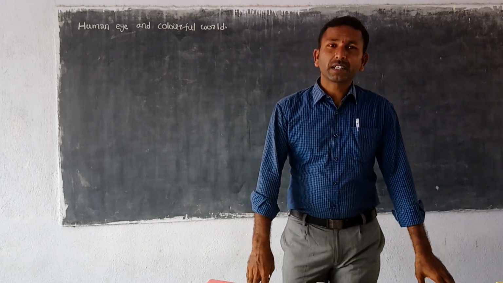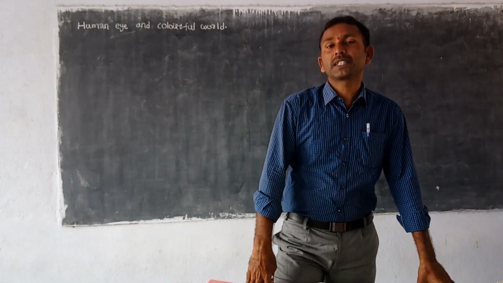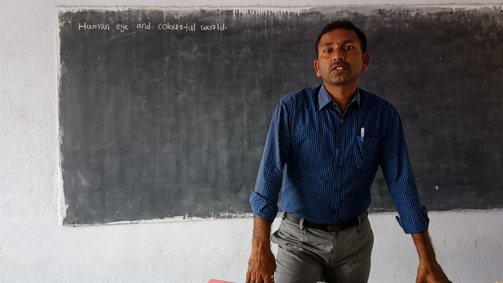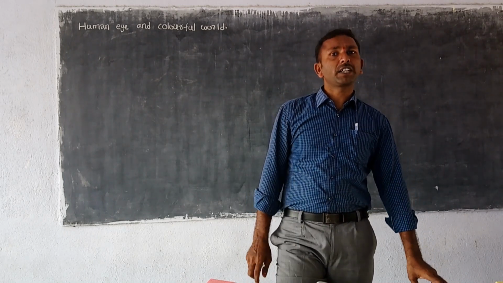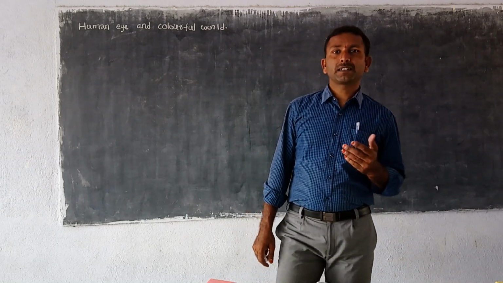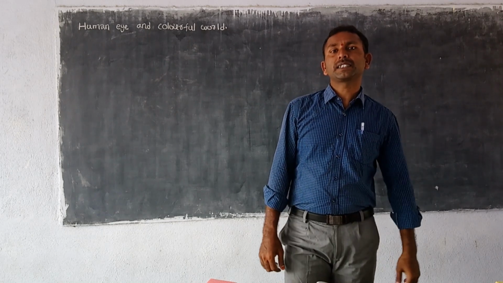So in our daily life we are seeing a number of things. We are seeing far objects, we are seeing nearer objects, we are seeing very close objects. So we are seeing very far objects. What is a very far object from our eye? We are seeing the sun, moon, stars and sky, etc. These are the far things.